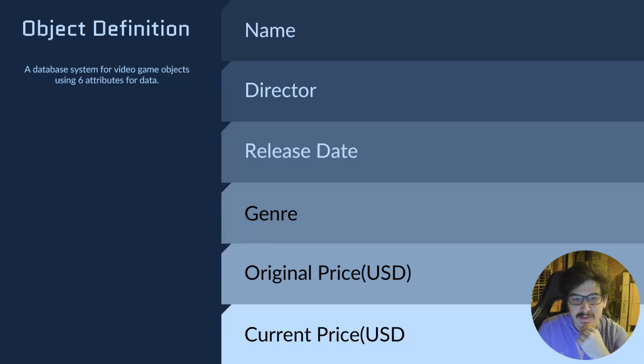It's meant to be a database for video game objects with a few different attributes, being the name of the game, the director of the game, the release date, the genre, what the price was at release, and what it's currently priced at. I wanted to make this database here.